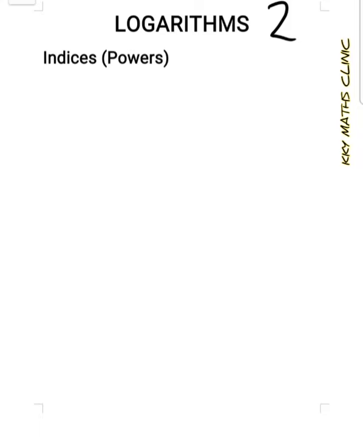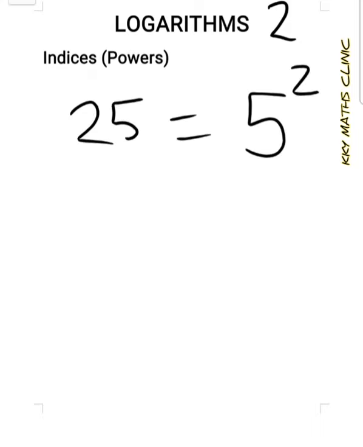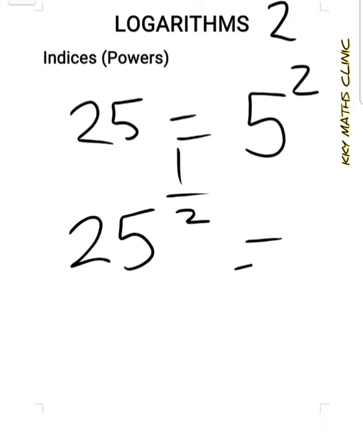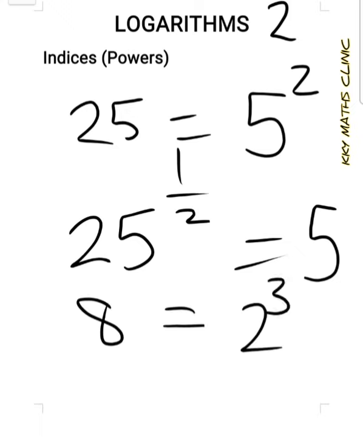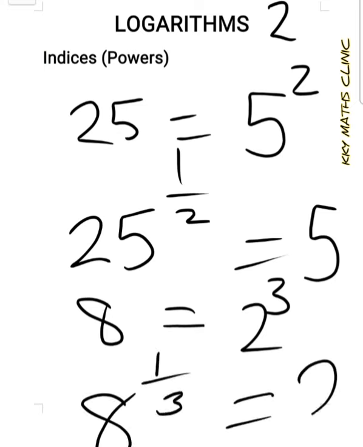Okay, very quickly, I want to show you something. I believe you know that the number 25 is the same thing as 5 raised to the power of 2. Now, I need to remind you that 25 raised to the power of 1 over 2 is also 5. Ooh, this is interesting. Let's look at something else. 8 is the same thing as 2 raised to the power of 3, right? So it means 8 raised to the power of 1 over 3 is equal to 2. Just in case you didn't get me, let's look at a few more.